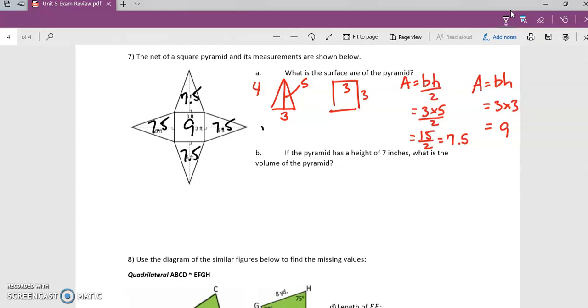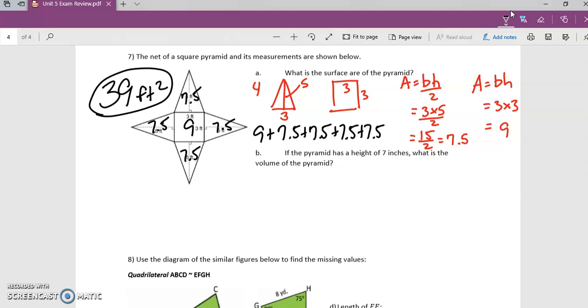So I add 9 plus 7.5 plus 7.5 plus 7.5 plus 7.5. And all together, my surface area is going to be equal to 39 feet squared. So this is my surface area.